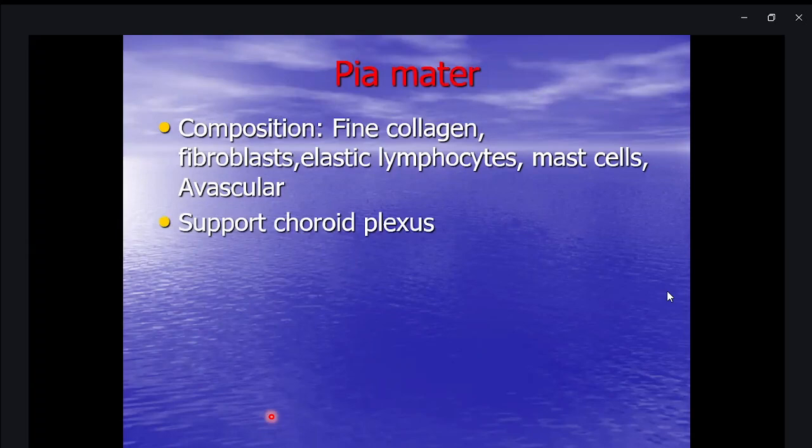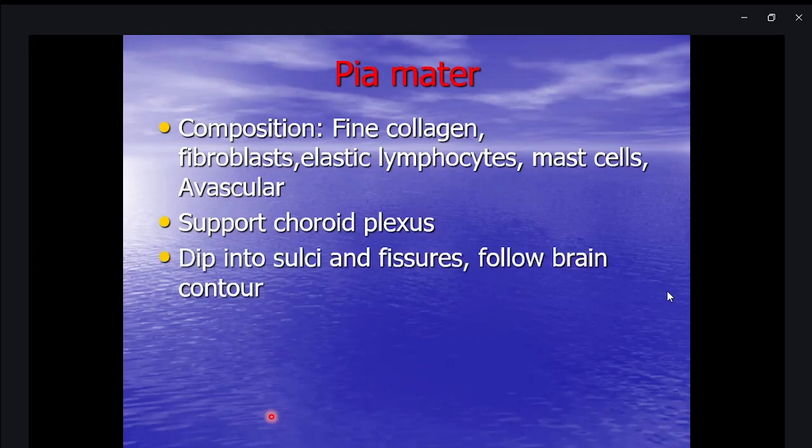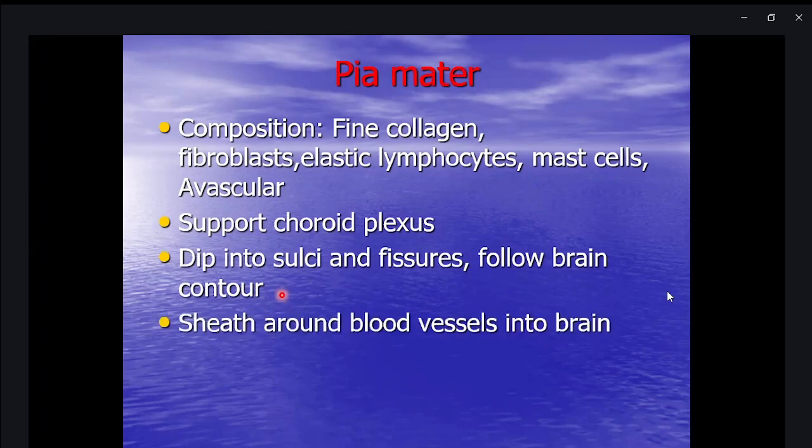It normally supports the choroid plexus, but also supports the blood vessels as they enter into the brain, the capillaries as they enter into the brain. These dip into the sulci and fissures and follow the brain contour. It is very difficult to separate it from the brain. During development, the pia mater is very important in preventing excessive migration of the neurons. If there's a problem with the pia mater, a deficit in the pia mater, then you have what is called a cobblestone type of malformation.